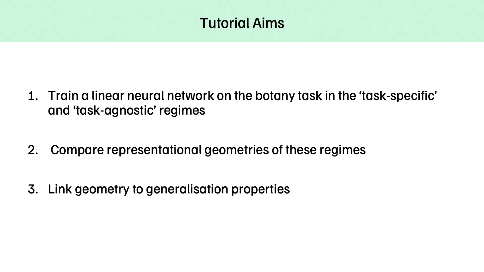So the aims of today will be to train a linear neural network on a task that I'm about to tell you about in these 2 different regimes, the task-specific and task-agnostic regimes. Then we're going to compare the representational geometries of these regimes within a task, and link these geometries to their ability to generalize downstream. And at the very end of the tutorial, I want to come back and show you these patterns in human data and show that people form similar representations that come with complementary benefits. So rather than thinking of some people as better than others, they're better at different parts of the task.